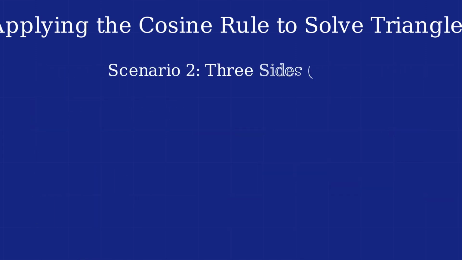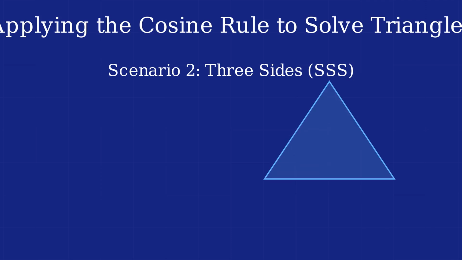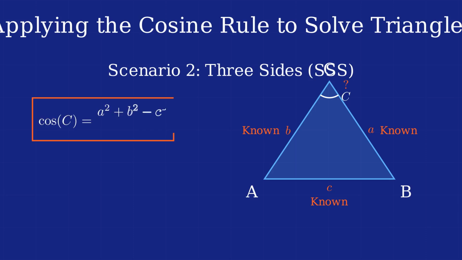In our second scenario, we know all three sides of the triangle, or SSS. If we know sides A, B, and C, we can find any of the angles. To find angle C, we rearrange the cosine rule to isolate the cosine term. Let's work through another example.